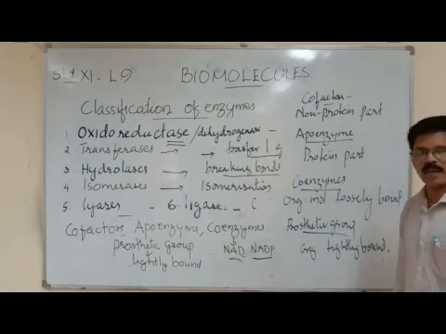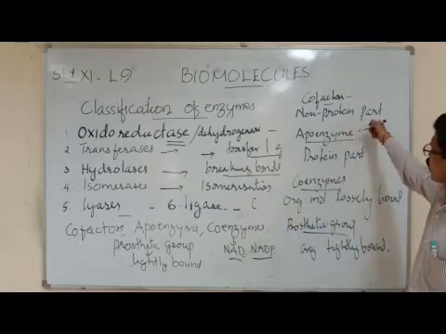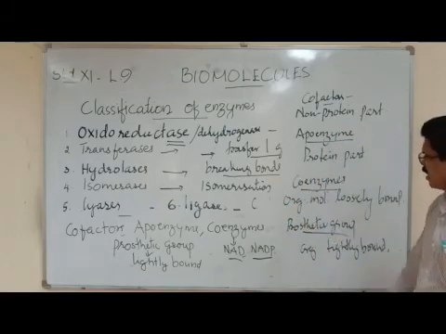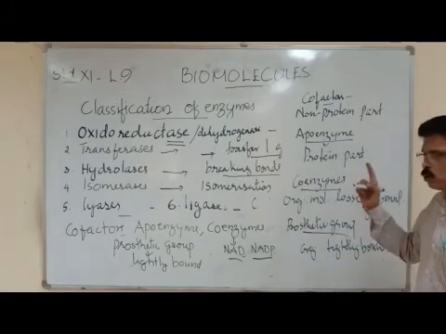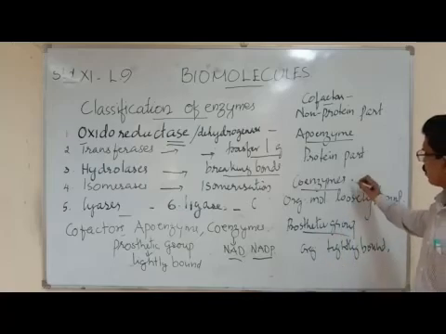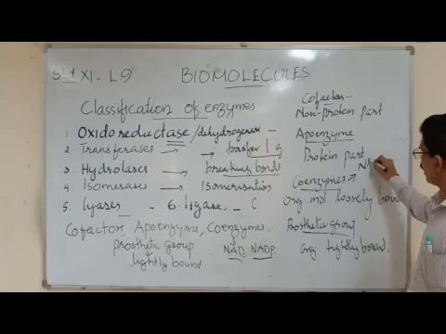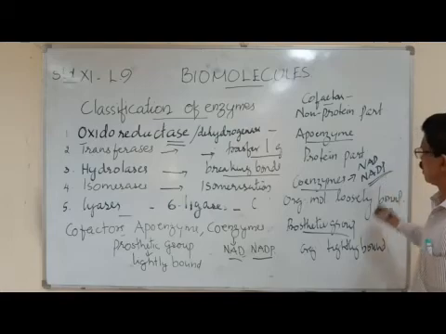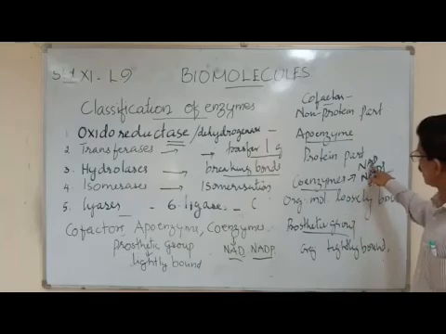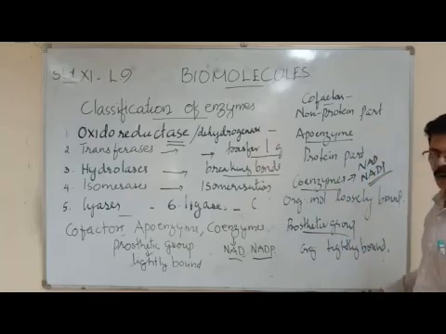So what are the terms indicating? Cofactors are the non-protein part of the enzyme. Apoenzymes are the protein part of the enzyme. Coenzymes are organic molecules loosely bound to the enzyme, and prosthetic groups are organic molecules tightly bound to the enzyme. For a coenzyme example we can take NAD, NADP. What is the full form of NAD? You have studied: nicotinamide adenine dinucleotide. And NADP is nicotinamide adenine dinucleotide phosphate.